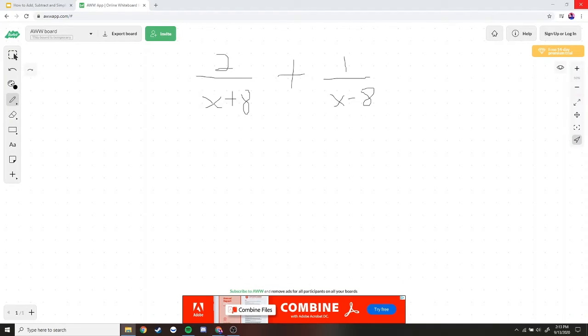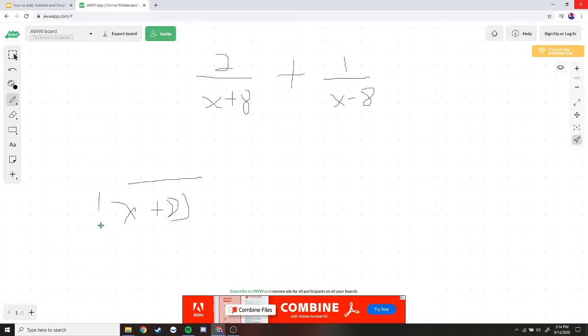Next we have 2 over x plus 8 plus 1 over x minus 8. Now these two denominators look very similar, but they're not the same. So we're going to have to find a common multiple, and that common multiple is just going to be x plus 8 times x minus 8. And you don't have to multiply this out; you can just leave it how it is.